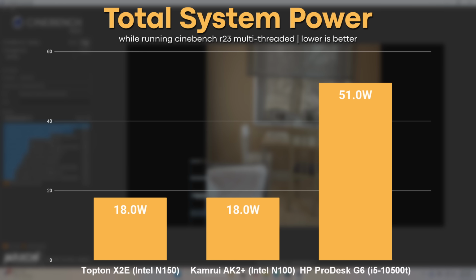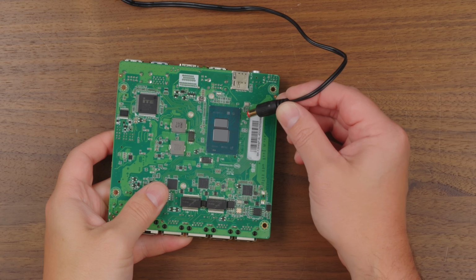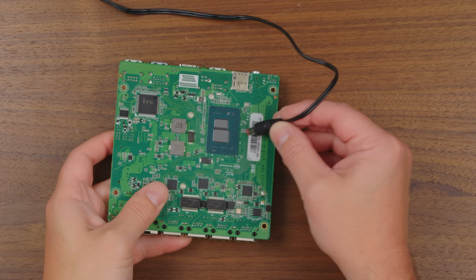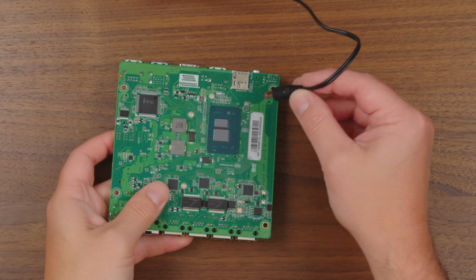In the Cinebench multi-threaded render, the Topton system drew around 18 watts, which was the exact same as the N100 mini PC. That's less than half the power of the ProDesk Mini, but the ProDesk was substantially faster in that particular benchmark. Now, it's important here to remember that you connect the power supply to the PC, not the CPU.